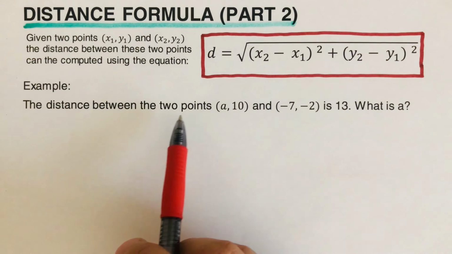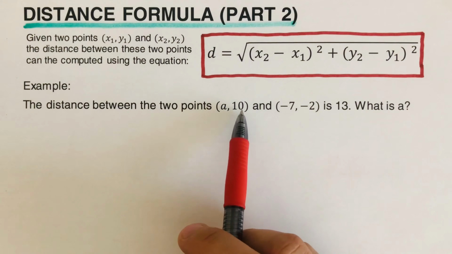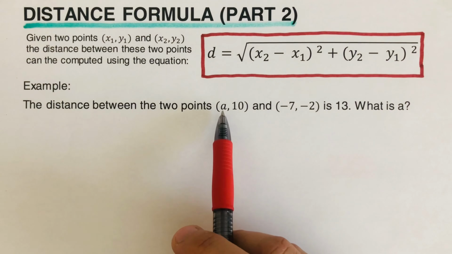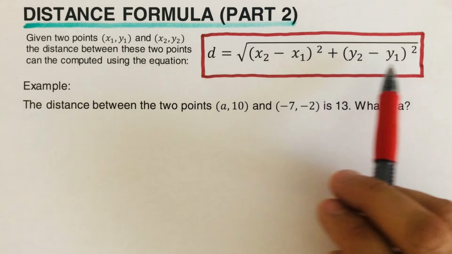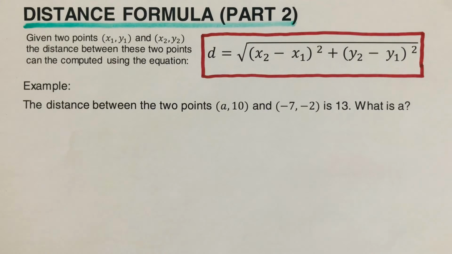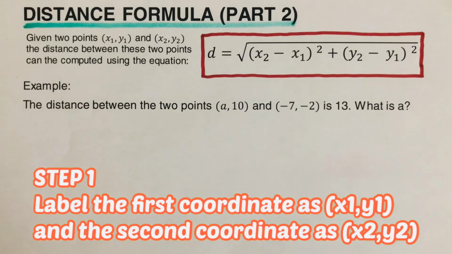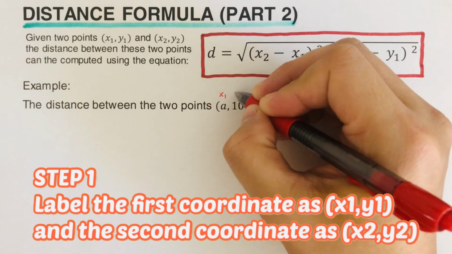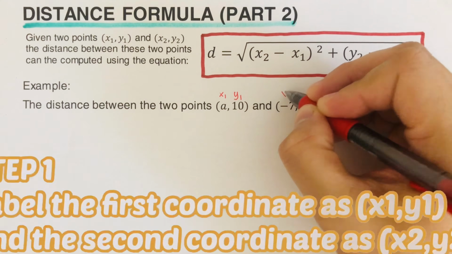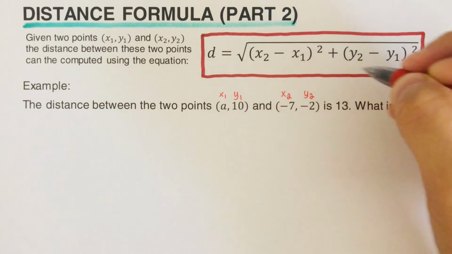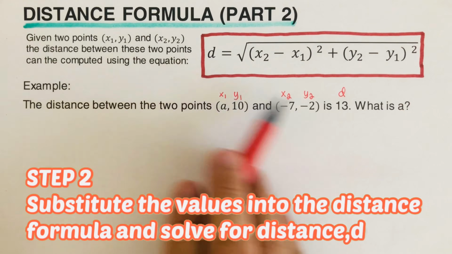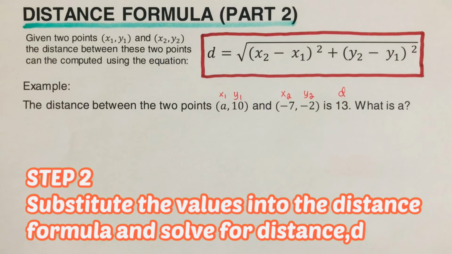The distance between the 2 points A, 10 and negative 7, 2 is 13. What is the value of A? So we're supposed to use this equation to find A. The first step is to label the given points as x sub 1, y sub 1, and x sub 2, y sub 2. Once we label them, step 2 is to plug this into the equation that we have over there.